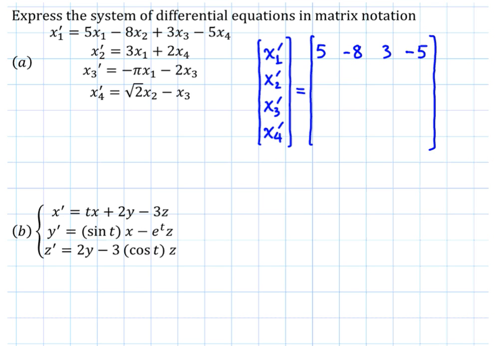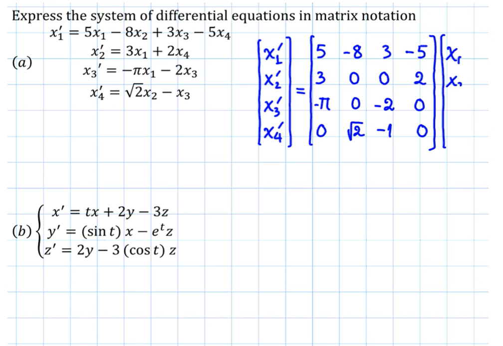The second one: 3 for x1, no x2, no x3, and then 2 for x4. Next one we have -pi for x1, no x2, there's -2 for x3, and there's 0 for x4. 0 for x1, next square root of 2 for x2, -1 for x3, and 0 for x4. All of that multiplied by a matrix of x1, x2, x3, and x4. So that is in the matrix form.